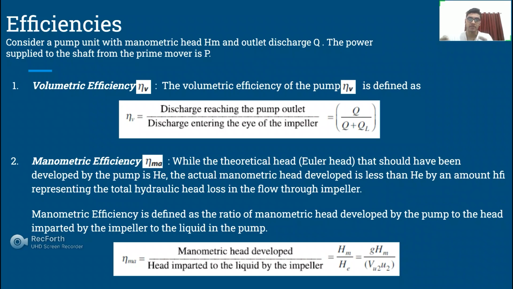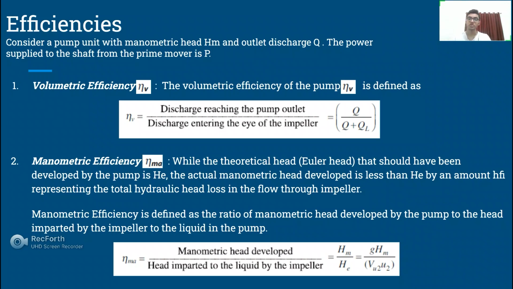These leaks include those that flow back to the suction side and those that go to waste outside the casing. Therefore, the volumetric efficiency of the pump is defined as the discharge reaching the pump outlet divided by the discharge entering the eye of the impeller. That is Q by Q plus QL.